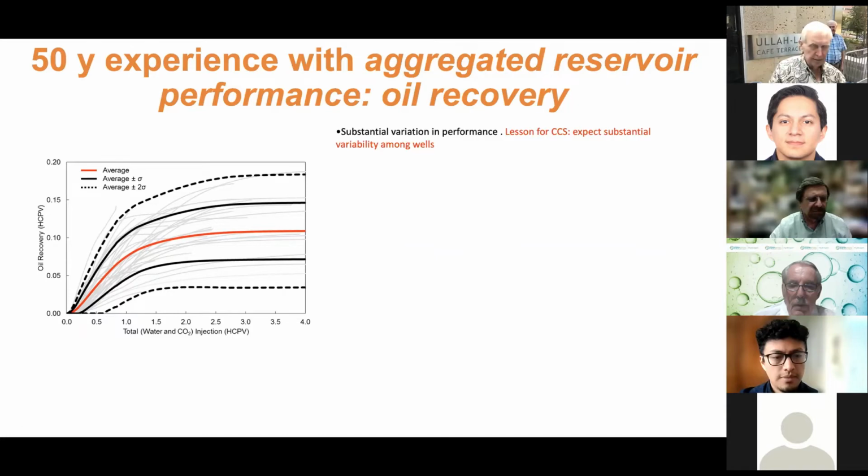In fact, we're probably going to have to drill 10 wells or more to be assured that there is enough capacity there to store a lot of CO2.